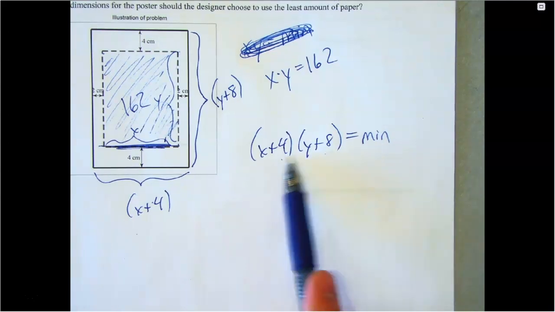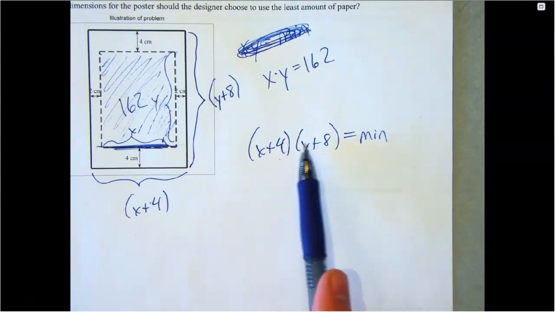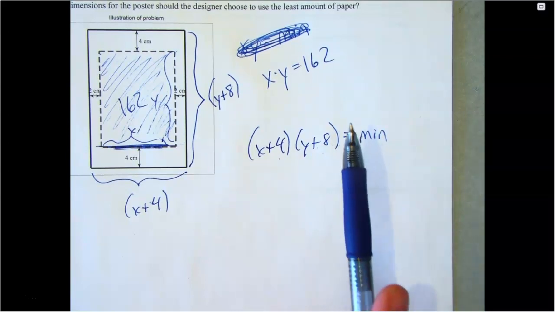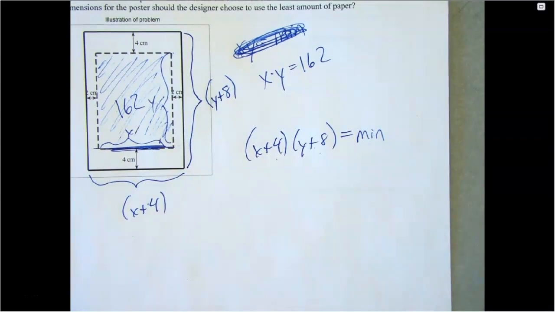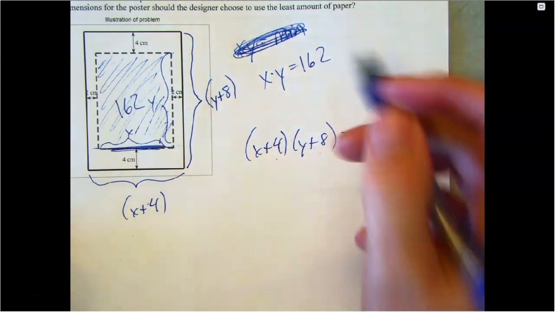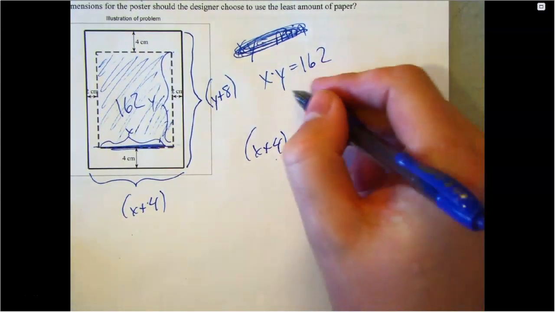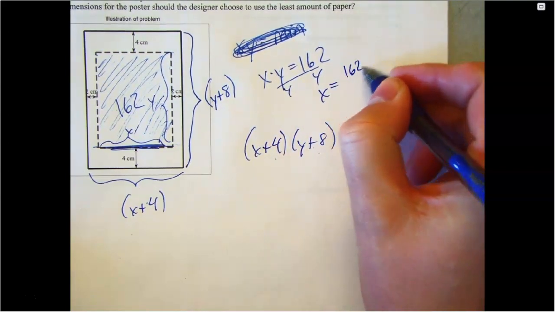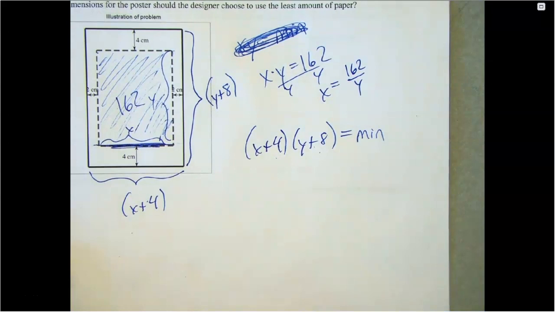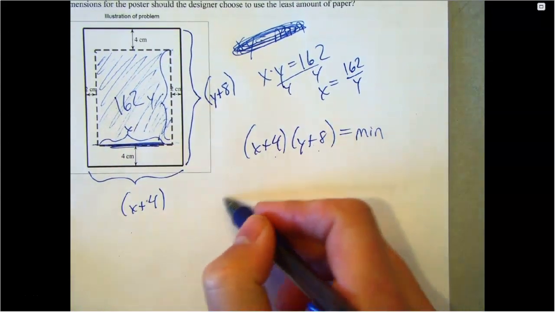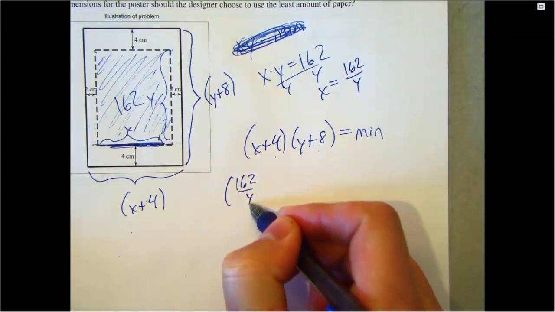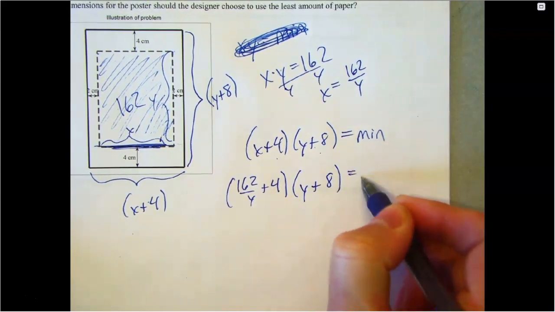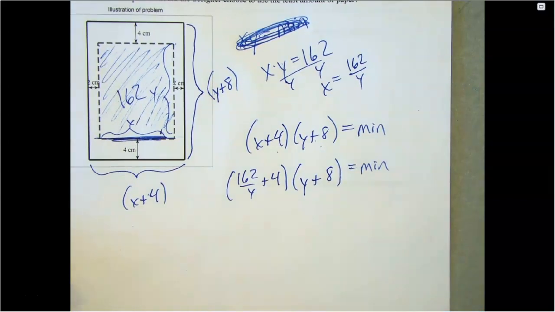So I want to take the derivative of this and set it equal to 0 and do my process, but I'm stuck because there are two variables. So what do we do? Solve that top one for one of the variables. It doesn't really matter which. Let's just divide both sides by y. So x equals 162 over y. And then if I plug that in, 162 over y plus 4 times y plus 8 equals min.